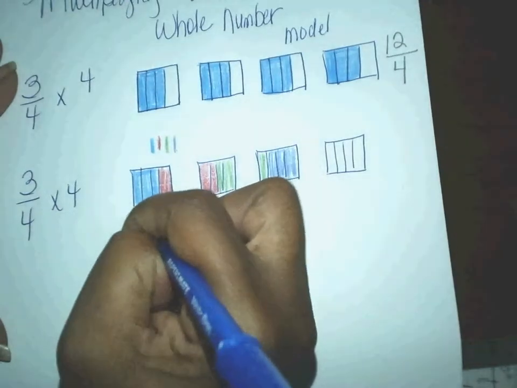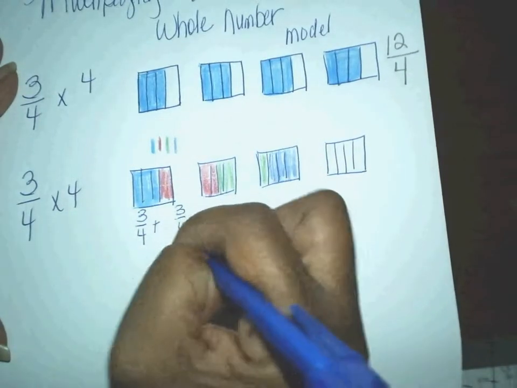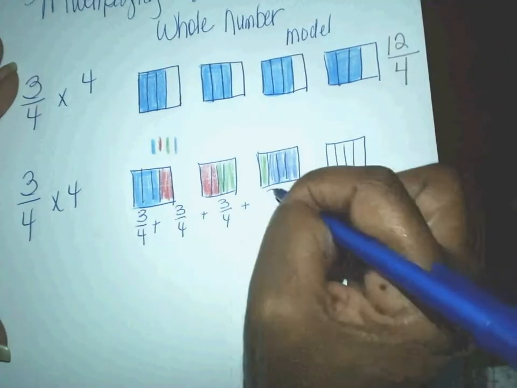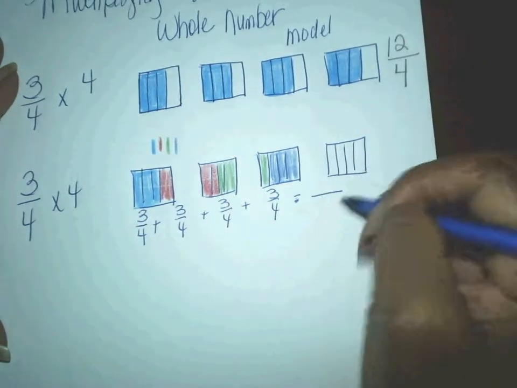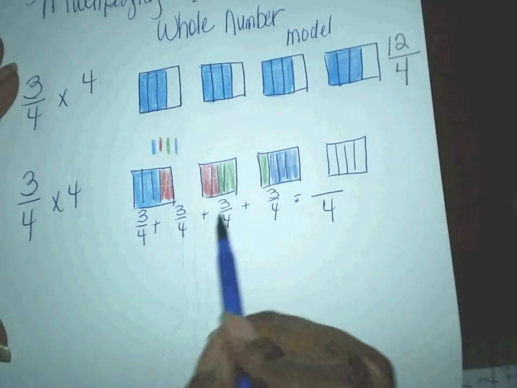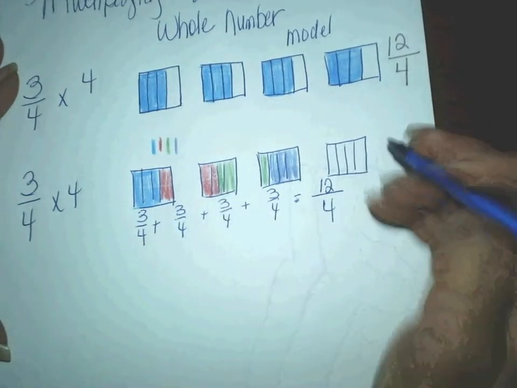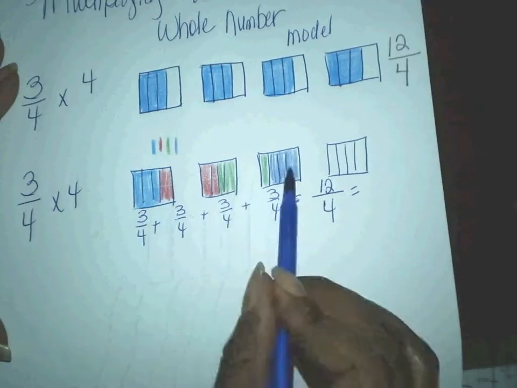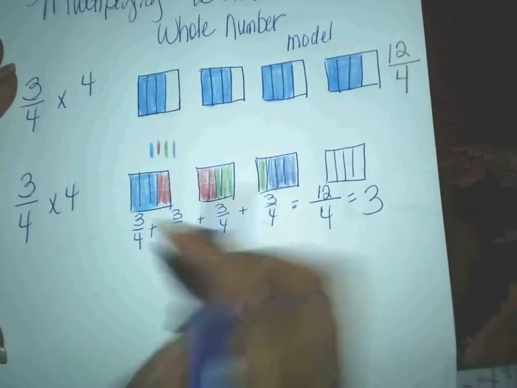This would be 3/4, that light blue, plus the red would be 3/4, plus that green would be 3/4, and then plus the other blue would be 3/4. When you're adding, your denominator stays the same. So 3 plus 3 is 6, plus 3 is 9, plus 3 is 12. And we can see from that model that that equals what? 12 fourths, but what does it equal? 1/3? No, 3. 3 wholes.